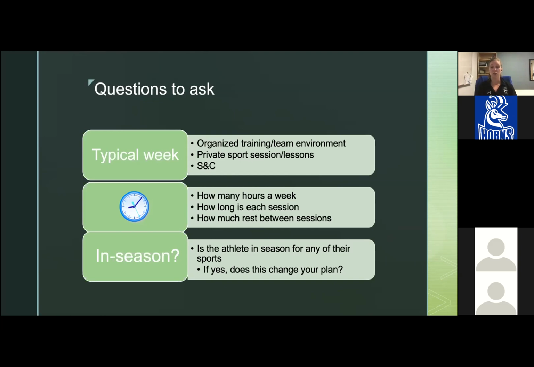And then obviously how much rest between sessions. And this is important. At the very end of my presentation, I briefly touch on recovery, but we need to understand how much activity is happening in a week or in a day potentially. And then I already mentioned this, but in season. Is our athlete in season for any of their sports? If they predominantly like to play hockey and specialize in hockey, but they play badminton and they're in season for badminton, would their training look different? And if yes, how does that change your plan in the weight room for that particular athlete? Again, this depends on developmentally where they're at and how we would approach their training program.